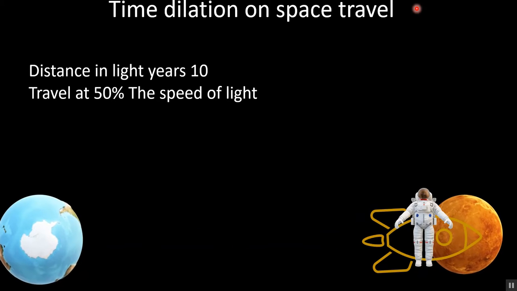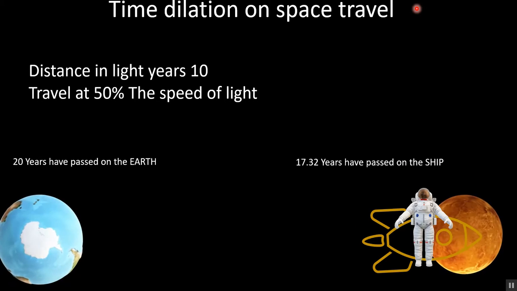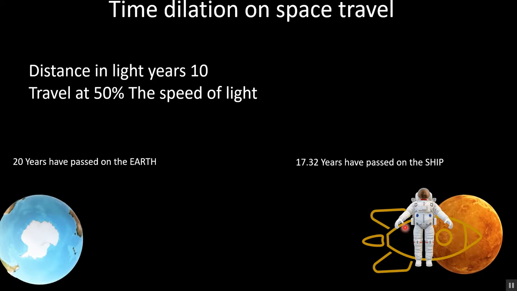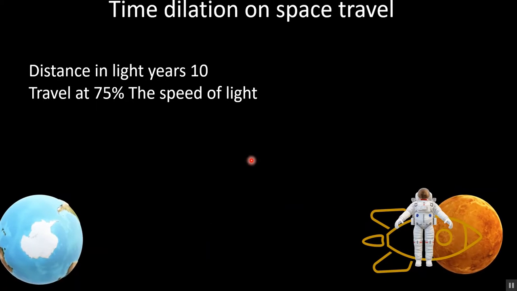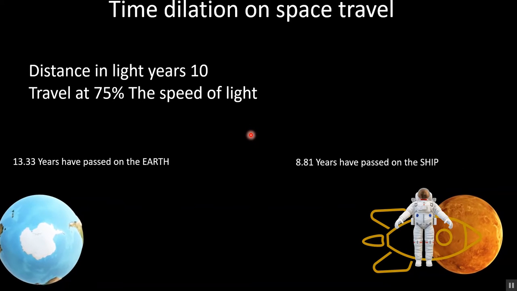So obviously 10 light years this time would only take 20 years on Earth. It has taken our astronaut only 17.32 years. So now we can see if he returned, he's 4.5 years in the future. So he is technically time traveled, not a lot. Quickly, we'll do 75% the speed of light, 13 years on Earth, 8 or 9 years on the ship.